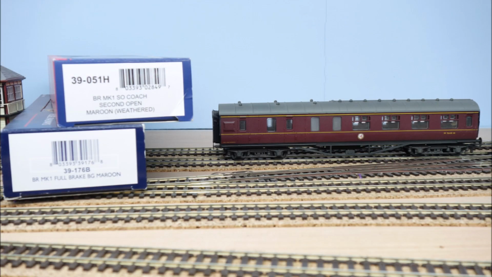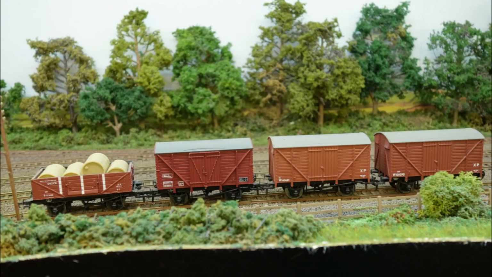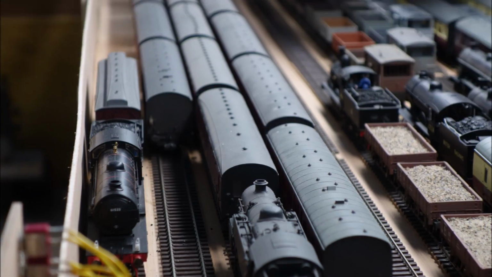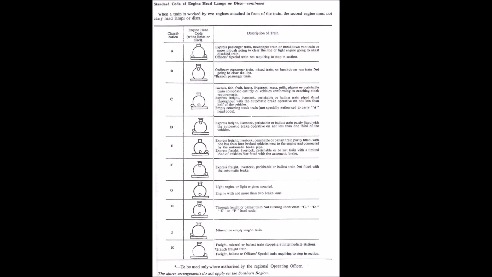Now we've had a look at types of passenger coaches, we've had a look at the different types of wagons, we've looked at how freight trains and passenger trains are put together and some of the rules surrounding those, and as a result of that we've looked at train head codes as to how those trains are described.